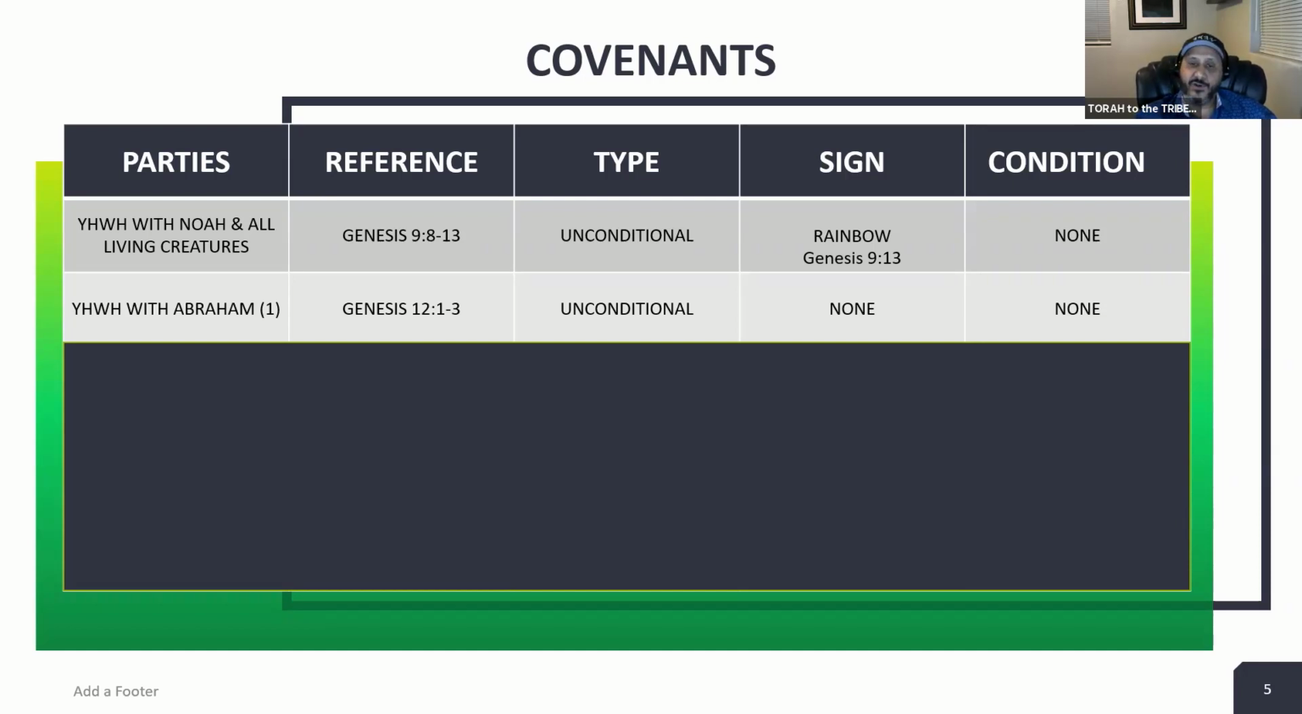Hebrews 6:13 reads, "For when Yahuwah made a promise to Abraham, because he could swear by no greater, he swore by himself, saying, 'Surely blessing I will bless you, and multiplying I will multiply you.'"